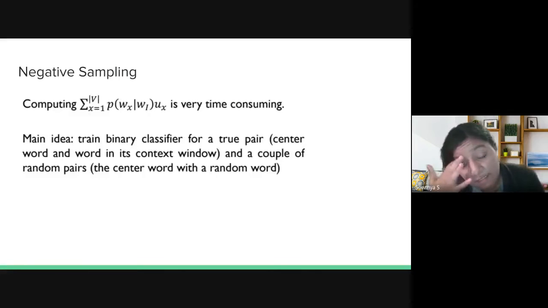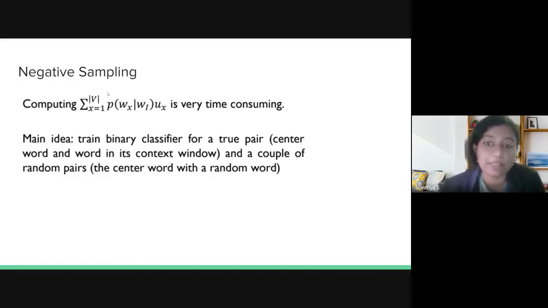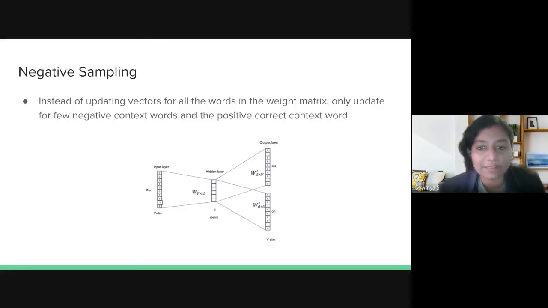The next interesting idea is negative sampling. In negative sampling, as I said before, calculating the sum over the vocabulary is quite time consuming for weight updation. So what we do is, because we have training data, we take pairs between the center word and the context, and the center word and random words. I'll explain what I mean by that.